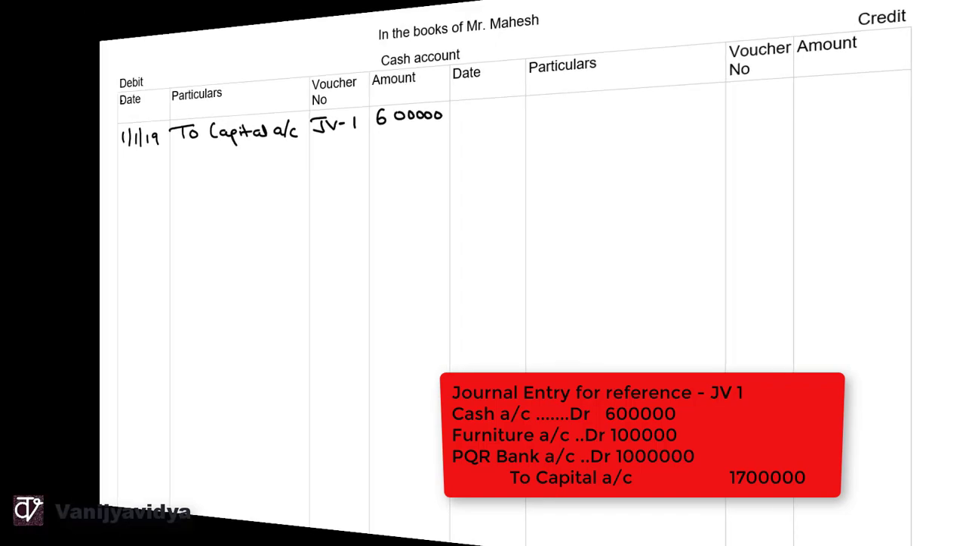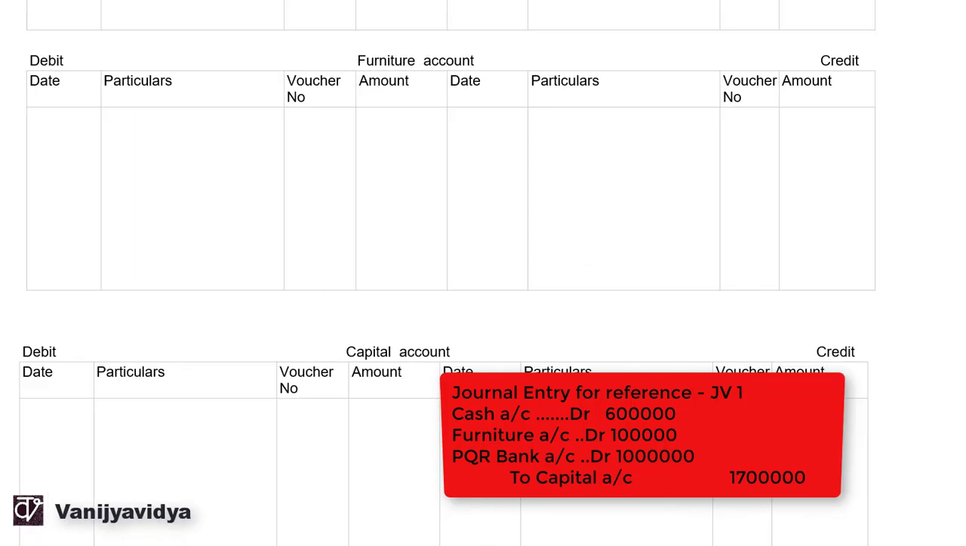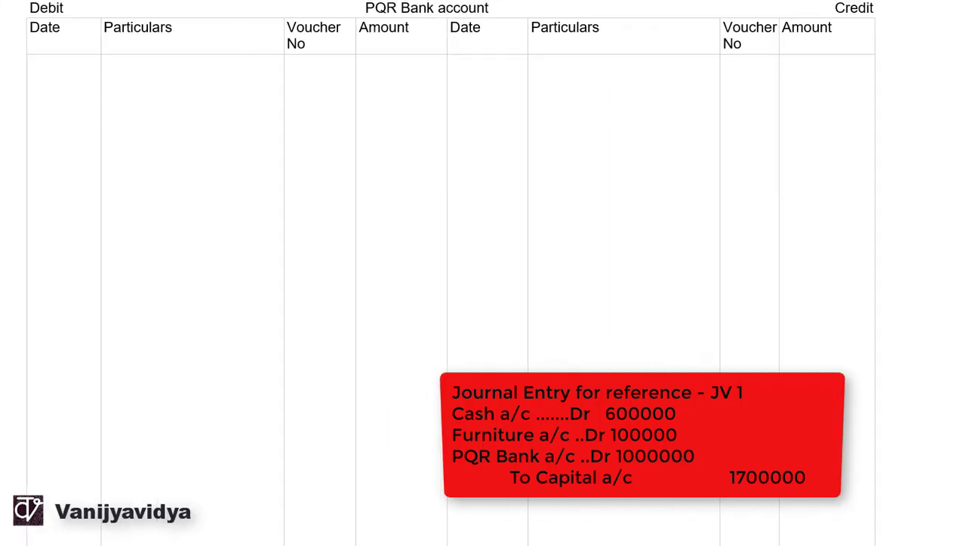Now let's move on. In the journal entry, one more impact is on the furniture account. So on the furniture account debit side, you write date 1st Jan 2019, to capital account, voucher number JV1, amount is 1 lakh. Now let's see the third impact. The third is PQR bank account. On the debit side of PQR bank account, 1st Jan 2019, to capital account, JV1, amount is 10 lakhs.